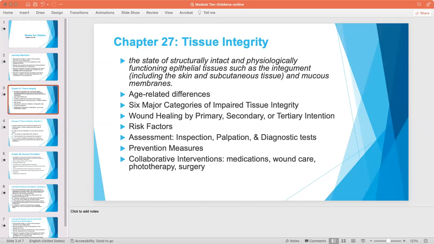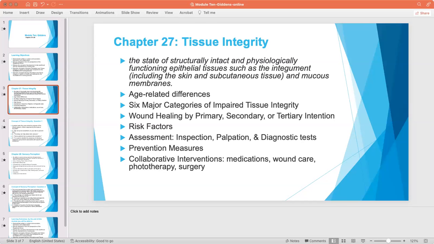Then tertiary intention is the healing process which occurs when a wound is sutured closed much later, resulting in more scarring than that which occurs for a wound closed with primary intention. Tertiary closure is used when a wound must stay open until infection or wound contamination is resolved. Later, the clean wound is then sutured to facilitate continued healing.